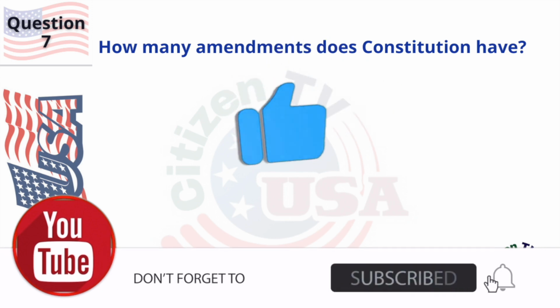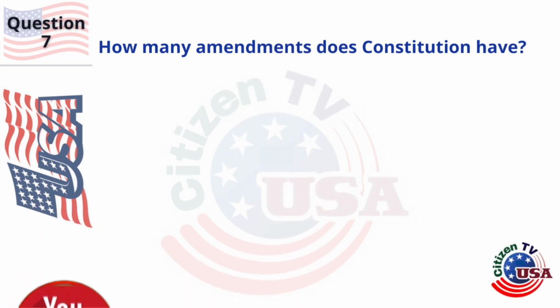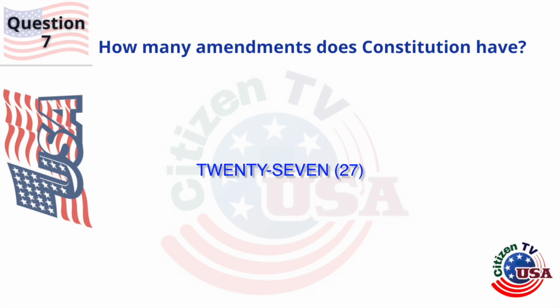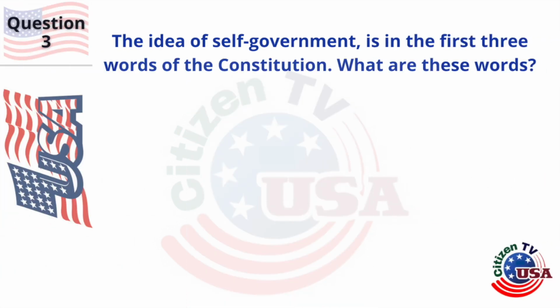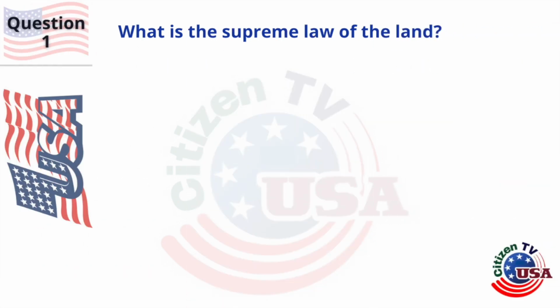How many amendments does the Constitution have? 27. What is one right or freedom from the First Amendment? Speech. The idea of self-government is in the first three words of the Constitution. What are these words? We the people. What is the supreme law of the land? The Constitution.